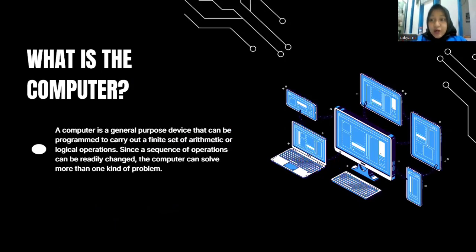What is a computer? A computer is a general-purpose device that can be programmed to carry out a finite set of arithmetic or logical operations. Since a sequence of operations can be readily changed, the computer can solve more than one kind of problem.